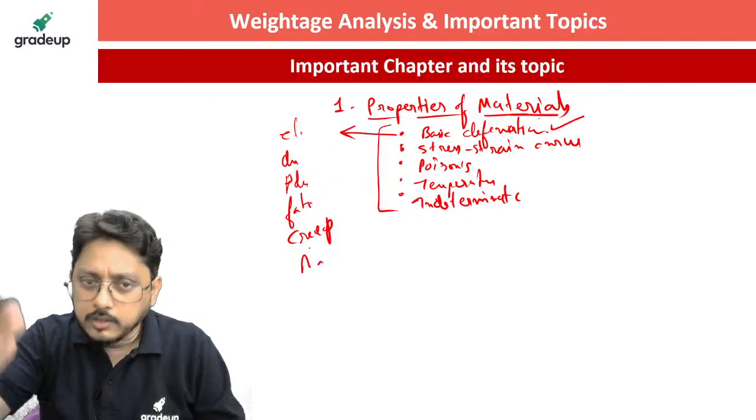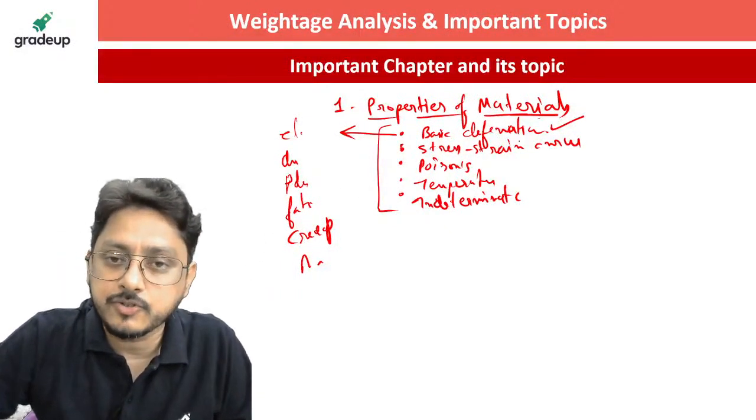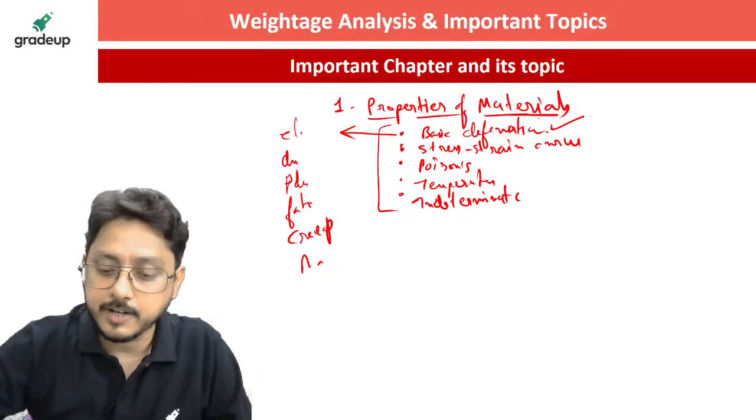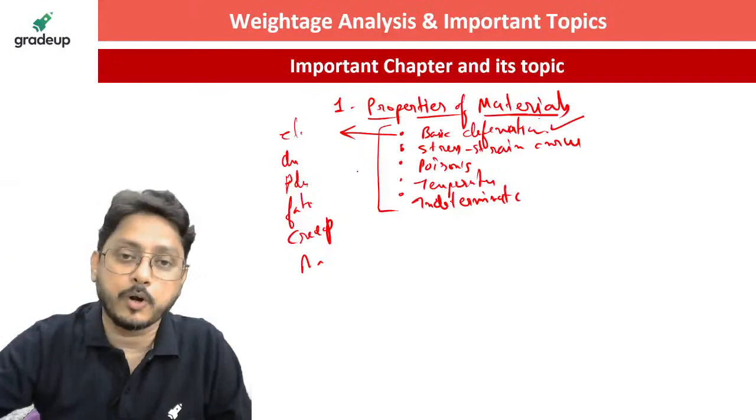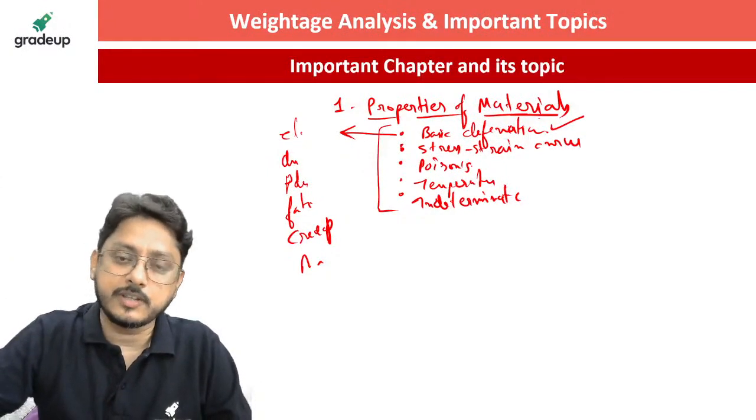So all the small basic definitions you have, right? Everything must be completed here. Then the stress strain curve, the mild steel especially, whatever way it has been constructed through the experiment, each and every important point there. Then Poisson's ratio and its numerical, then temperature stress and indeterminate bar.